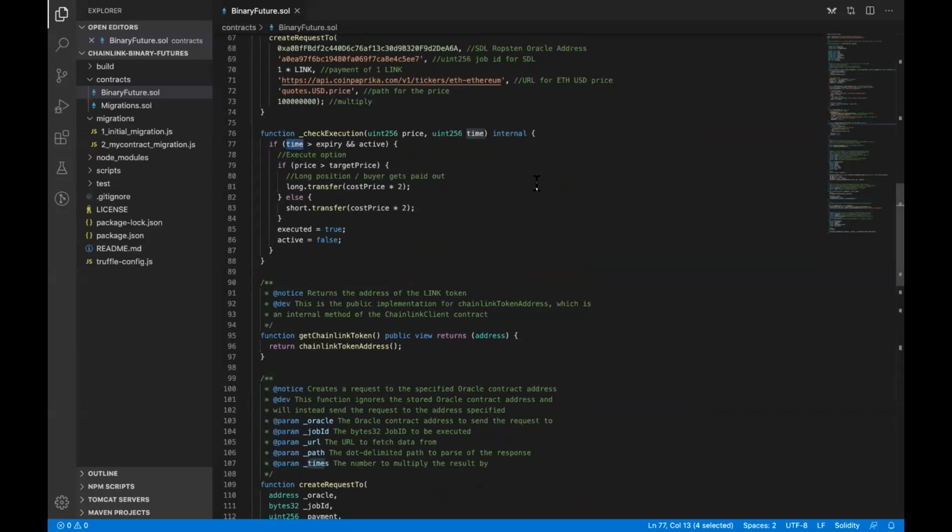What I've gone ahead and done is actually deployed it on the Ropsten network. So you'll see here, this is the contract in itself. This is the long position.